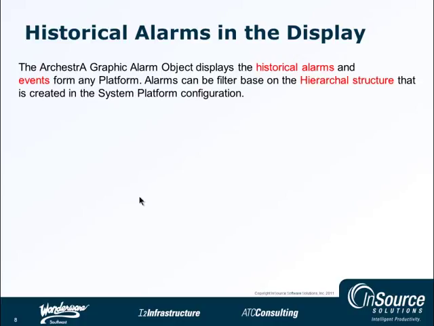So remember with the flow that we had, where the system platform itself is the one that's distributing these alarms to the alarm control or to the database. Now once we have them in the database, we can query those alarms out of the database, and we can show those alarms and events in the same control that we use for the active alarms. And we have the same hierarchical structure that was created in the system platform configuration.